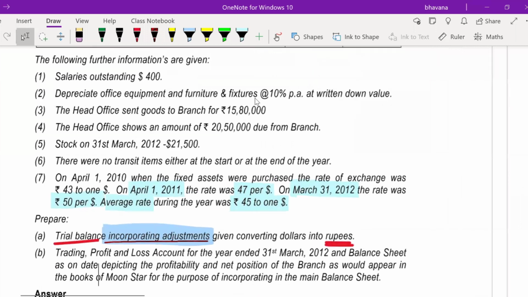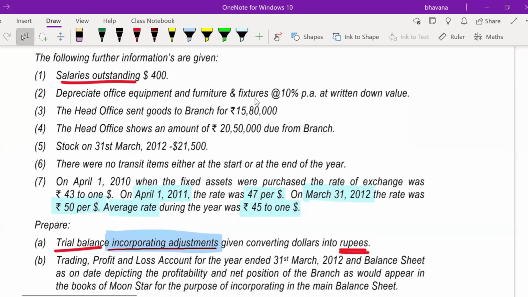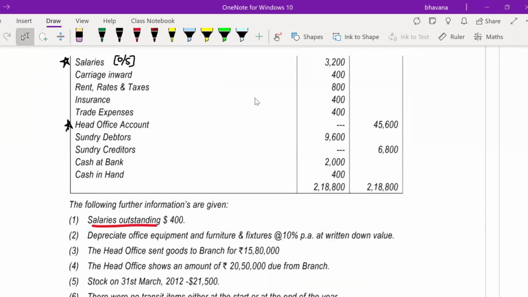So here in the following further information, first we'll start reading one by one. They have given you salaries outstanding $400. So whenever something is given in the question, this is a thing that I used to follow when I was writing my examinations, whether accounts or advanced accounts or whatever it was. This is a trick that will help you solve the questions easily, making sure that you don't leave any of the adjustments.